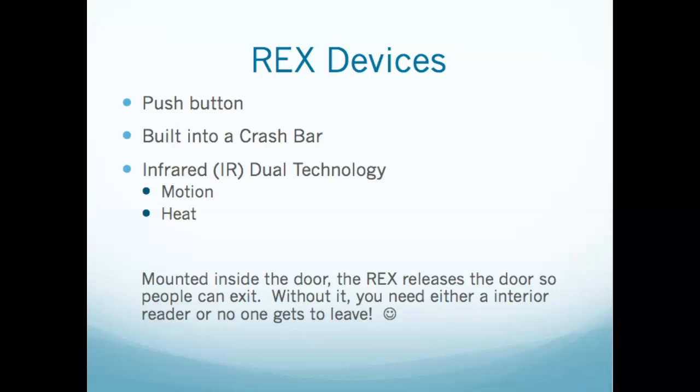Most commonly, though, you use an IR dual technology device, an infrared device that works on motion and heat, that will release the door. The big thing to remember is that a REX device releases the door so people can exit. If you don't have it on the interior, it's pretty hard to get out. Let's take a look at an infrared REX.